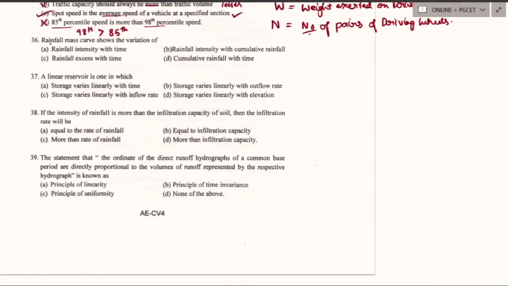Question number 36. Rainfall mass curve shows the variation of cumulative rainfall with time. Option D is the right answer. In hydrology, there are hydrological curves, that is, mass curve is the variation between cumulative rainfall versus time.